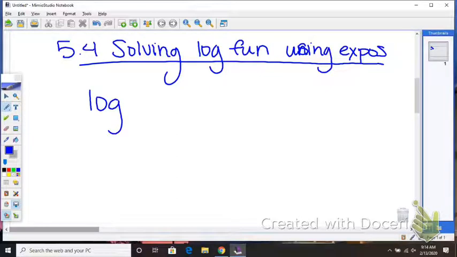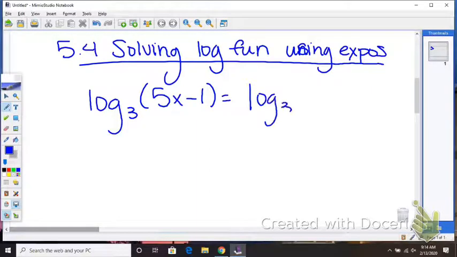5.4. Before we do what we just talked about doing, let me give you something that looks a little different. If I have log base 3 of 5x minus 1 equals log base 3 of x plus 7. This one is different because I have a log on each side, not just one log. So I'm not going to do the same steps that we just talked about, getting the log by itself, but I'm going to look at this and use common sense.